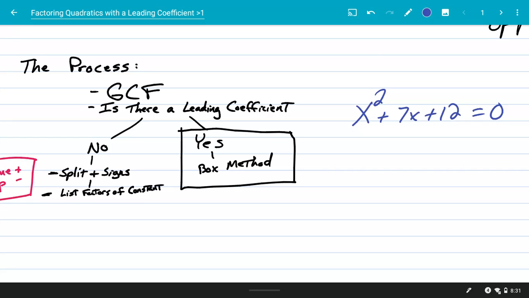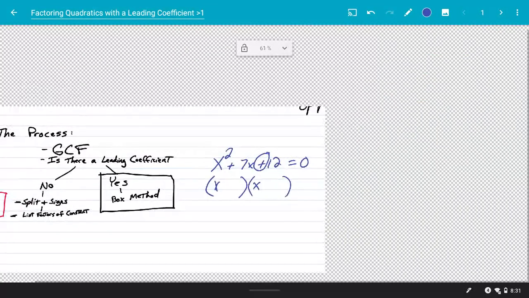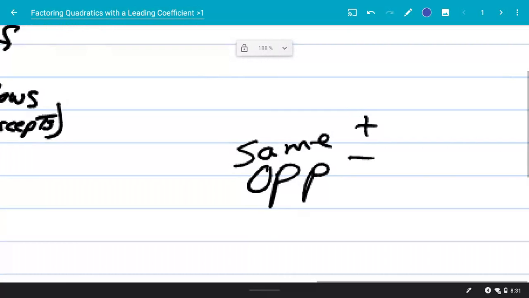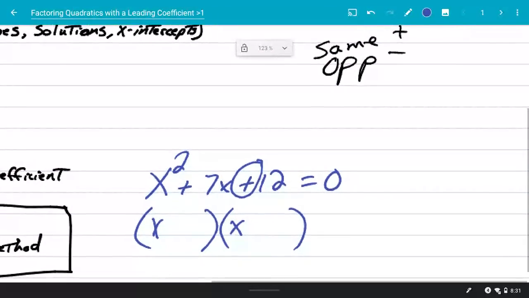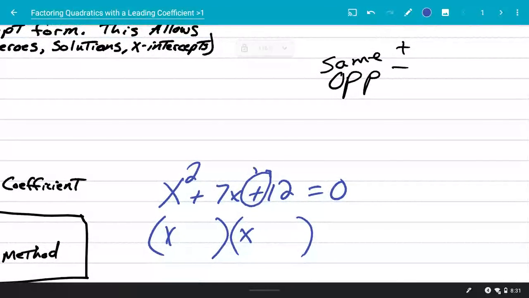No. So, splitting signs. That means I'm going to put two sets of parentheses. That's the split with an x in each. And then my signs mean I look at my last sign, and that tells me whether they are the same or opposite. In this case, it would be the same. And when they're the same, I look at the one in front of it to see whether they're both positive or negative. In this case, they're both positive.